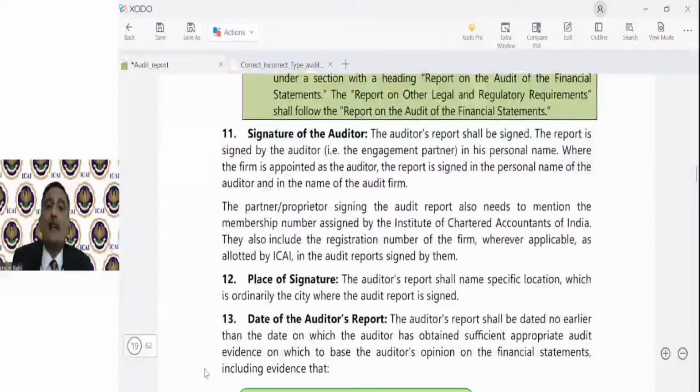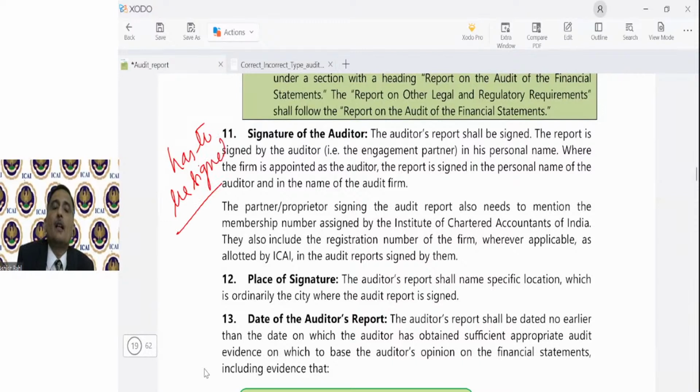And then signature of auditor. Obviously. So guys, more things would become clear to you when I show you a practical report. I'll try to show you a practical report in our next class. Then you will be able to correlate all these things. So signature of auditor. Obviously, the audit report has to be signed.